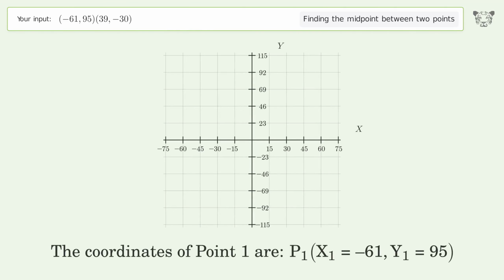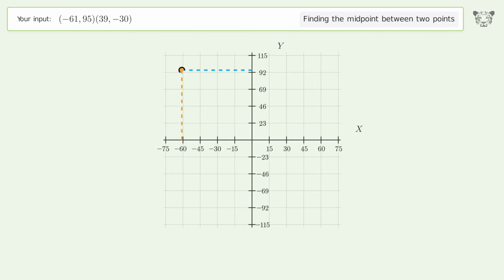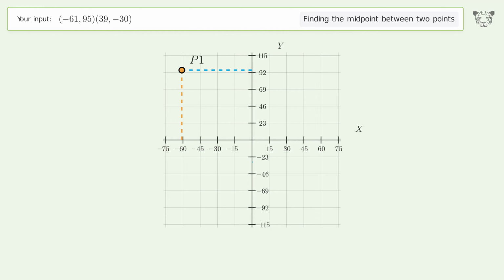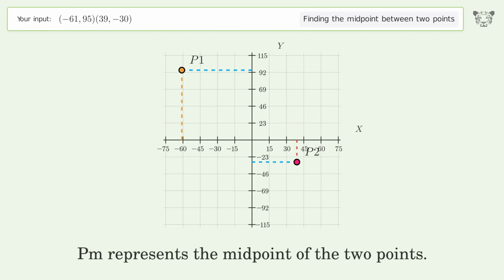The coordinates of point 1 are, x1 equals -61, y1 equals 95. The coordinates of point 2 are, x2 equals 39, y2 equals -30. PM represents the midpoint of the 2 points.